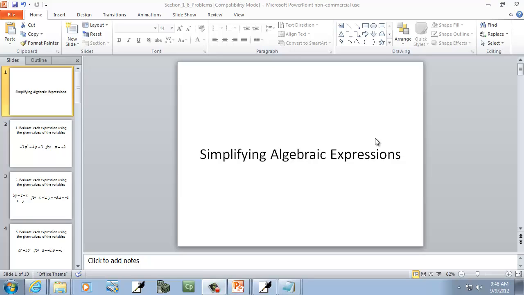Let's take a look at simplifying an algebraic expression. Algebraic expression is a fancy term for you have variables in it. So it's not much more exciting than that for a definition. Let's take a look at our first problem.